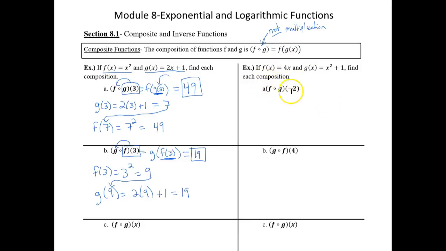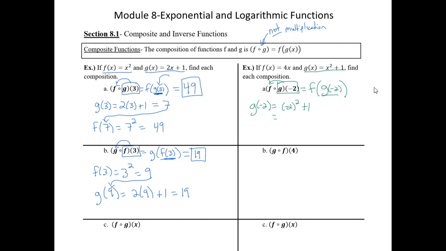Looking at this example on the right, we're given that f of x equals 4x and g of x equals x squared plus 1. And we want to find the composition of f of g of negative 2. Again, that means f of g of negative 2. So we need to find g of negative 2 first. Again, we're working inside out. So for g of negative 2, we go to function g and plug in negative 2 for x.